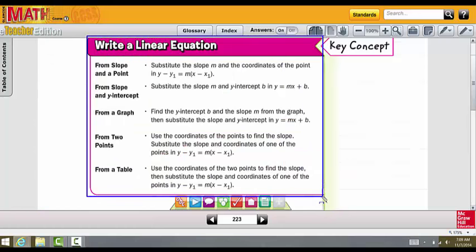Okay, once again, there's lots to put into your notes. Please put this section in your notes on writing a linear equation. I want to spend a little bit of time on this and help you see that it is a lot less complicated than you think it is.